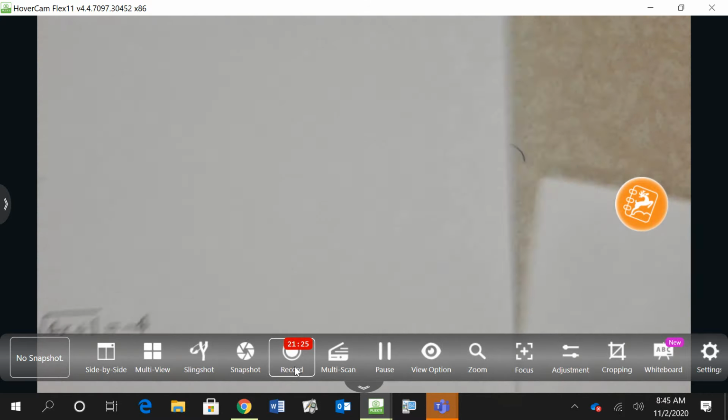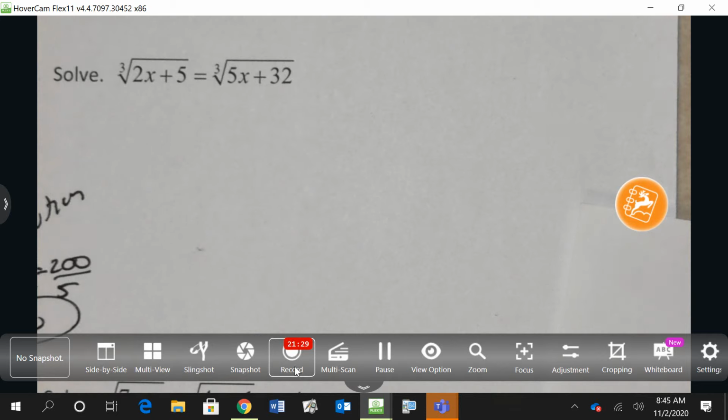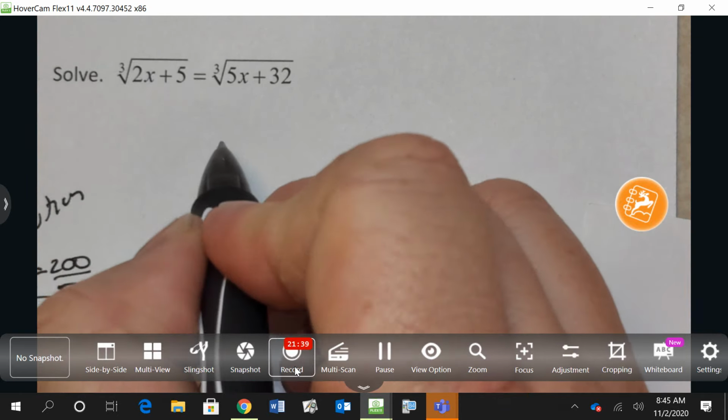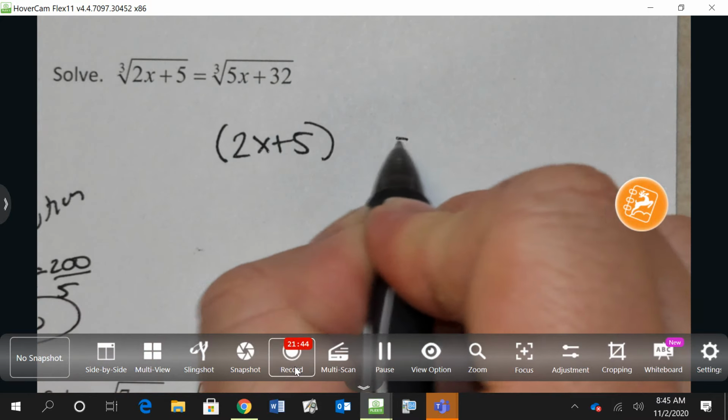I'm going to go on to the next problem. The next problem looks a little different, and that's because now we have two radicals. The nice thing is they are on opposite sides of the equation. And I personally like to rewrite these in rational exponent form. It's not required, but I like it.